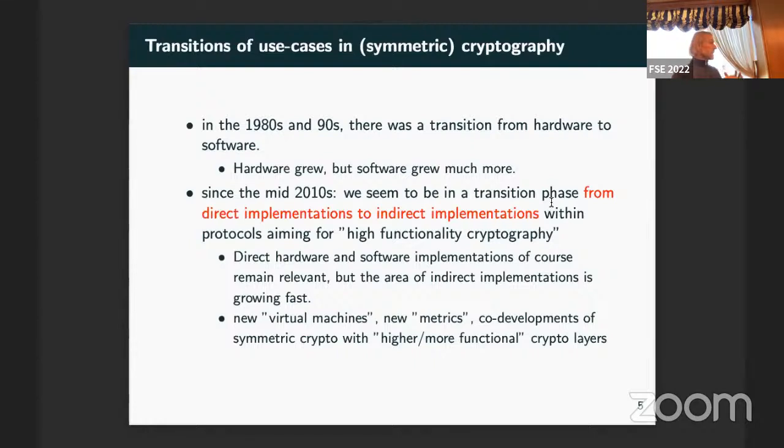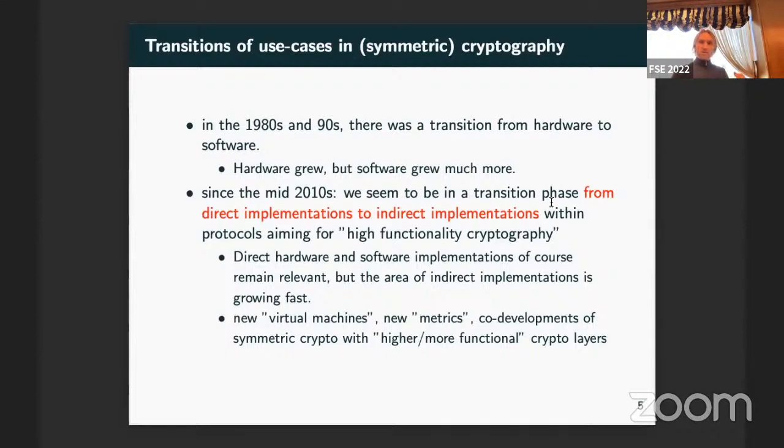And I hope at the end of the talk, I've given you an idea of the current state of what's going on there. And in order to prepare ourselves and equip ourselves with a mental model as to how we should think of this new layer, I'm going back to the 80s, where we've seen this transition from a lot of interest in hardware implementations to an interest also in software implementations. This doesn't mean that hardware went away, not at all. It also grew, but software grew arguably much more. And in some sense, the way I see it is that we are also now in such a transition again, that of course hardware and software direct implementations will not go away, but there's this emergence of indirect implementations, that's how I call it, within protocols for this high function cryptography, be it multiparty computation, zero knowledge proofs, or related high level protocols.